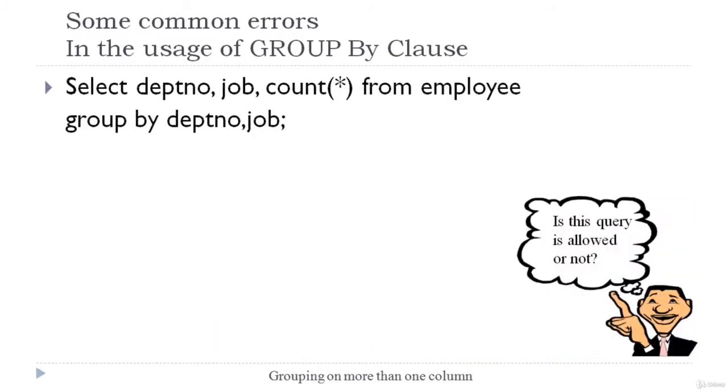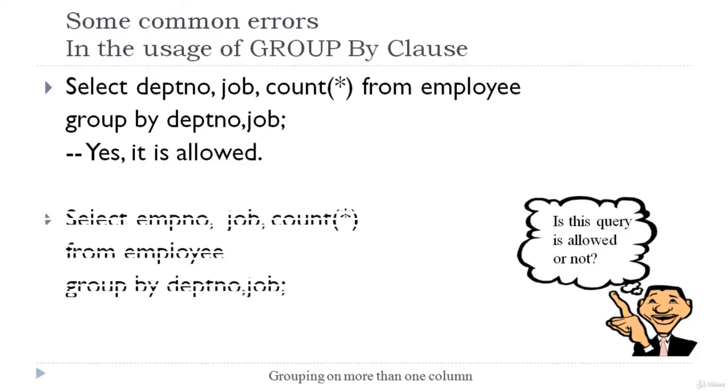Is this query allowed in SQL or not? Yes, it is correct since we are selecting only those columns in the select list which are used in group by. Here grouping is performed on department number and job, and we are only selecting those columns which are used in the group by clause. So it is allowed. But if we try to select employee number and job by having a grouping on department number and job, it will not be allowed because employee number is a column on which grouping is not performed.